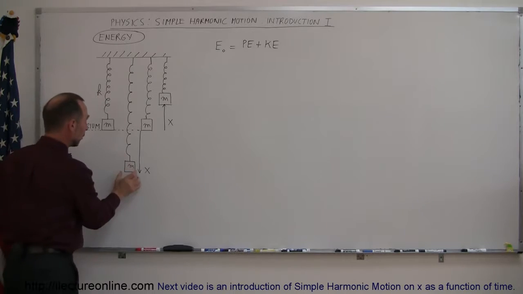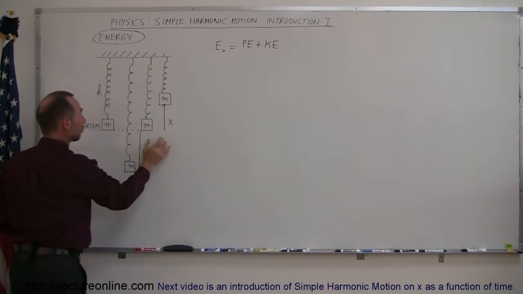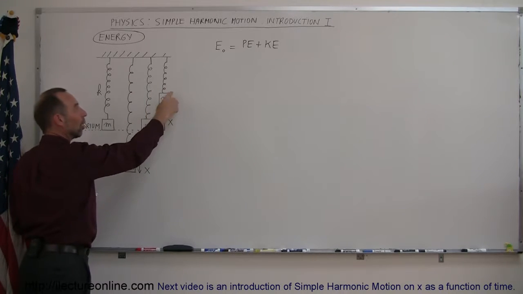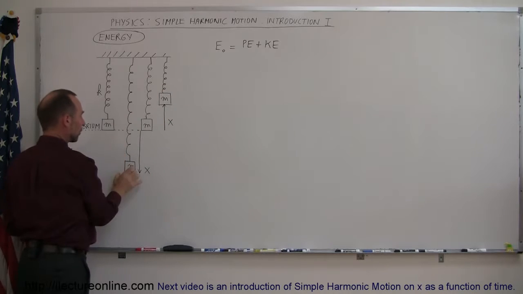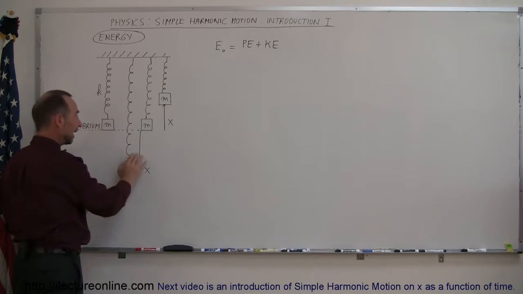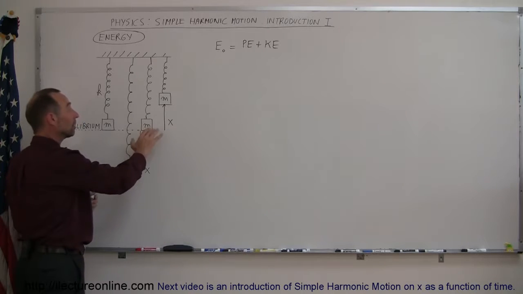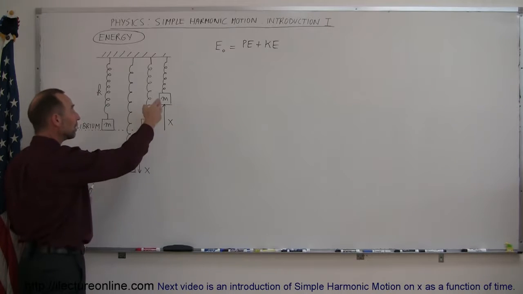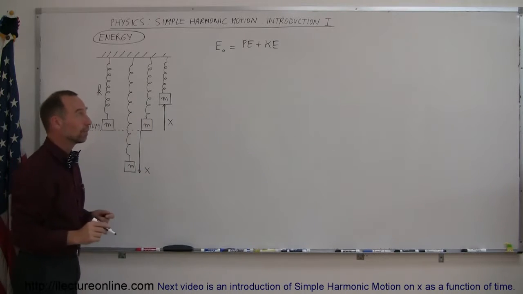Notice that when it gets to the end points, at the very highest point where it stops at that moment, the velocity there is zero, so all it has is potential energy. Over here, when it's elongated and velocity stops, all it has is potential energy. In the middle, it has no potential energy; the only thing it has there is kinetic energy. And anywhere else, it'll be a combination of both kinetic and potential energy.